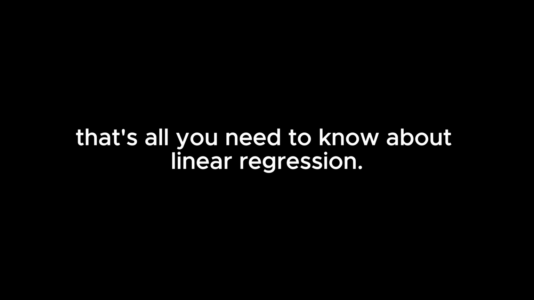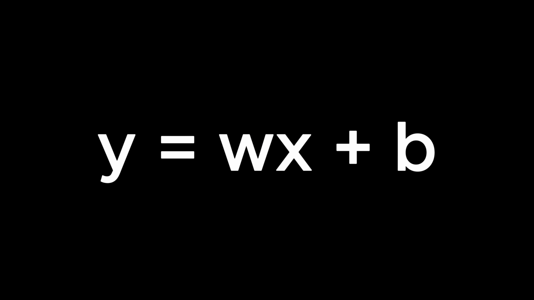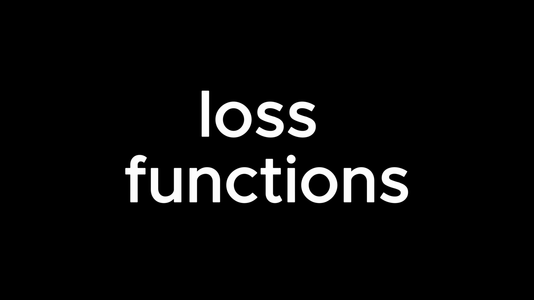That's all you need to know about linear regression. Let's quickly review what we went over today. We learned that 1. Linear regression finds relationships between features and a label to make predictions, like house prices based on attributes. And 2. We covered the basic equation, y equals wx plus b, and how it expands with more features. Now you know how linear regression works, and next time, we'll talk about loss functions.